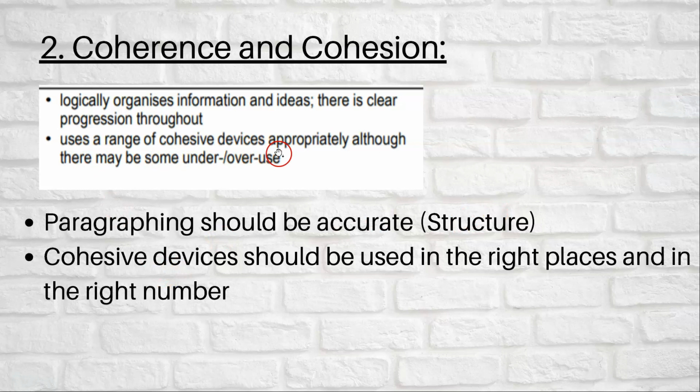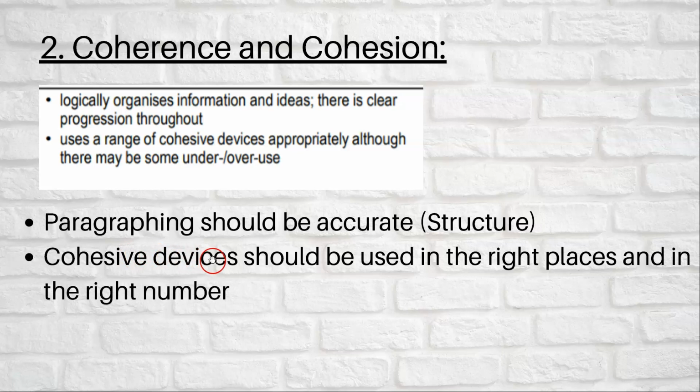Uses a range of cohesive devices appropriately, although there may be some under or overuse. So this means that cohesive devices should be used in the right places and in the right number. Now you will find a lot of IELTS gurus out there, a lot of fake IELTS teachers who will tell you that the more cohesive devices you use, the better you're going to score. But that is very incorrect guidance. I would say that that is one of the worst directions that you could give to an IELTS candidate.